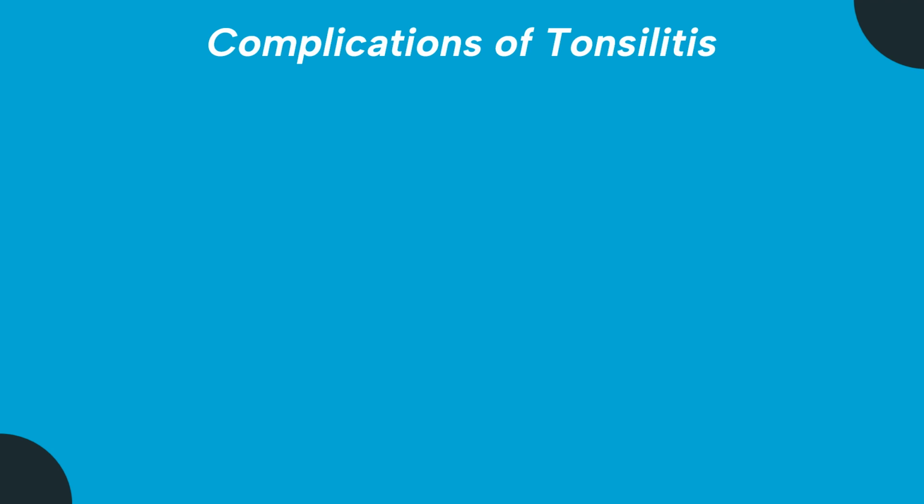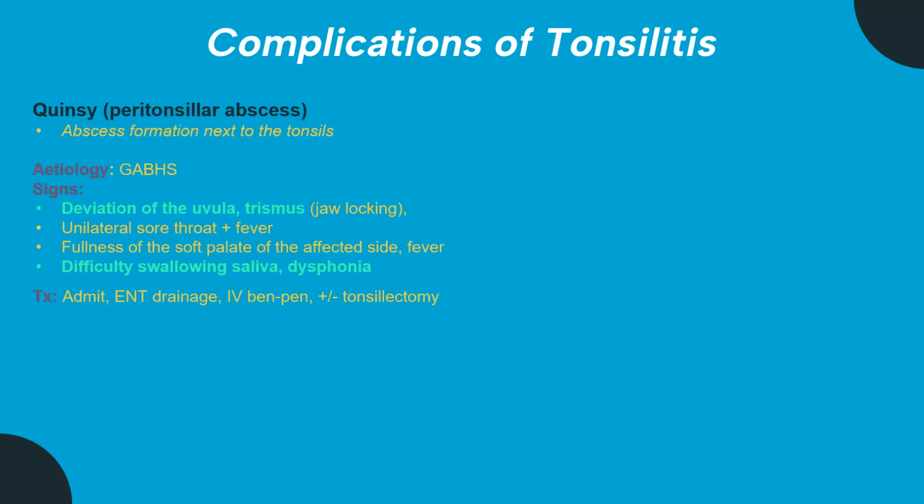So in terms of tonsillitis complications, there's something known as quinsy. So it's a peritonsillar abscess. So basically the abscess is forming and it can cause problems like deviation of the uvula, trismus, so a locking of the jaw, and also a unilateral sore throat.